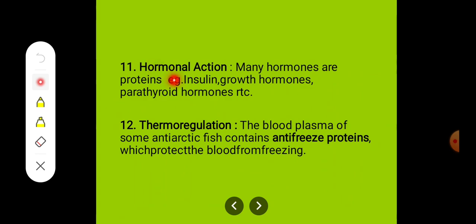Next, hormonal action. Many hormones are proteins, for example insulin. These hormones are important to maintain the glucose level in the blood. Growth hormones are important for the proper growth of human beings. Parathyroid hormones and so on. Next, thermoregulation. The blood plasma of some Arctic fishes contains antifreeze proteins which protect their blood from freezing.